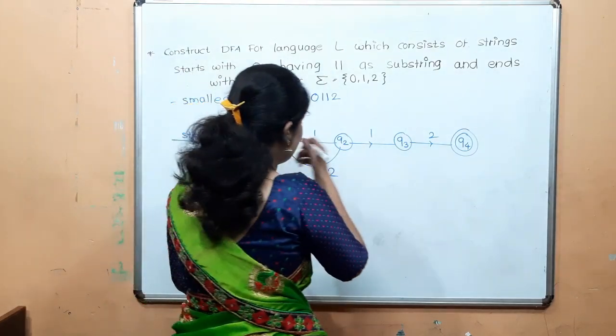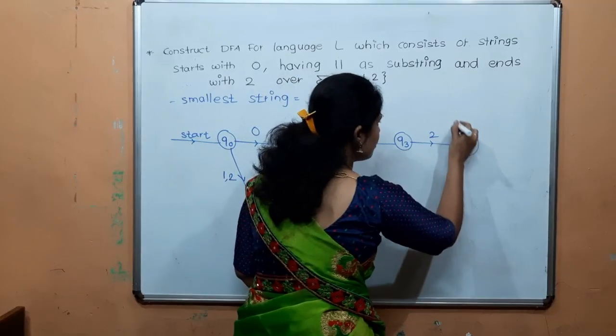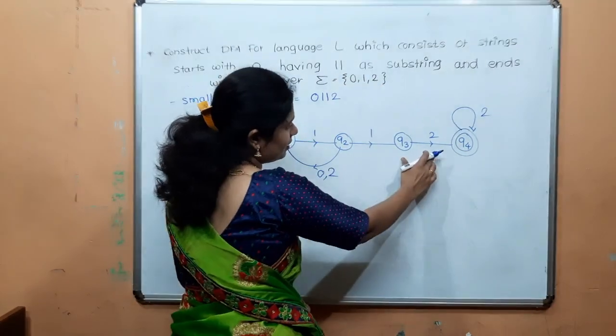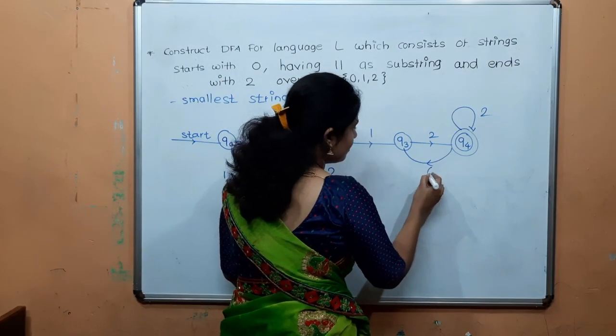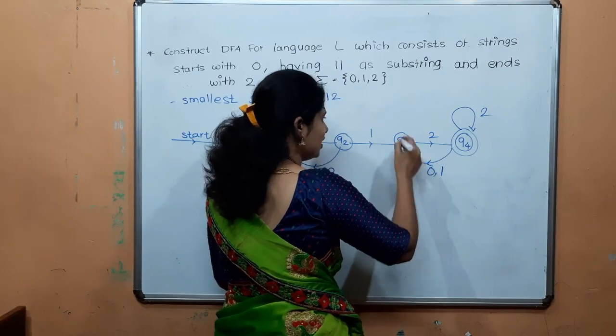Next, ends with 2. See here, ends with 2. So here we can give the self loop of a 2. After this 2, if 0 occurs, then what can I do? We can go back with 0, 2. If 1 occurs, then also we can go back with 1, 2.